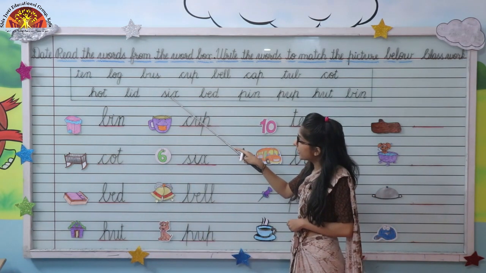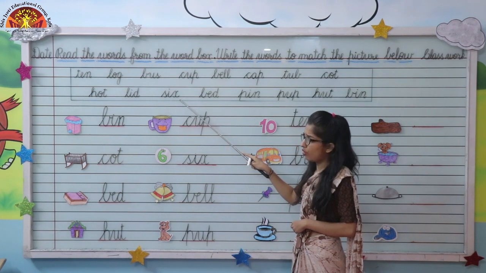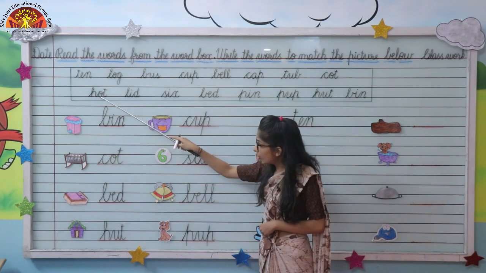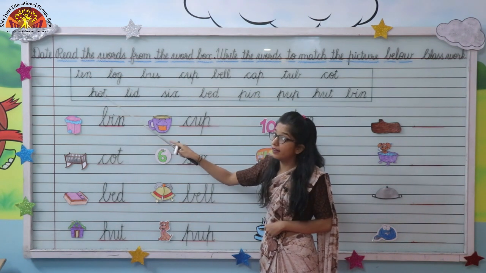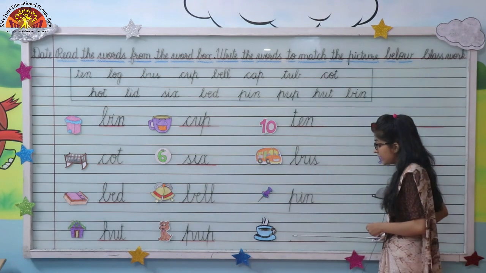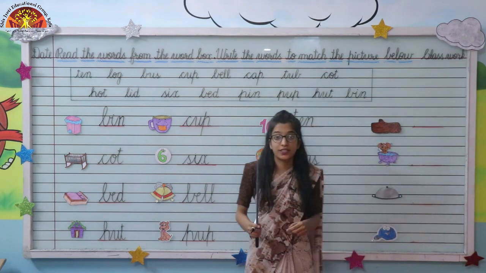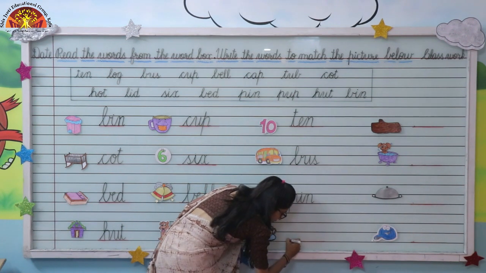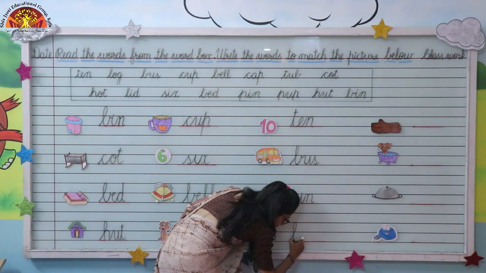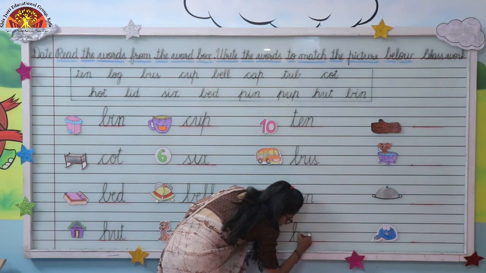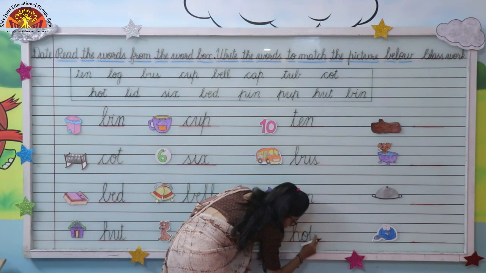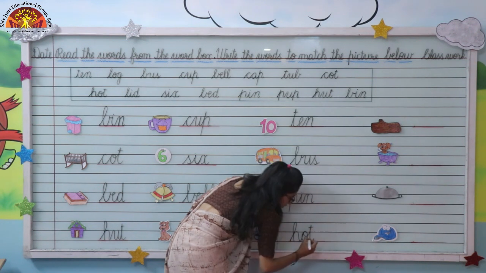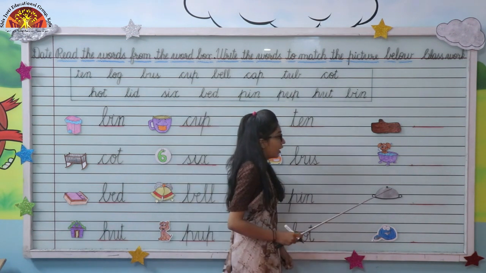This one, S-I-S-S-I-X-X. No. This one, H-O-T, hot. Yes, this word is present here. That means we have to write here H-O-T, hot. H-O-T, hot. Now move to next one.